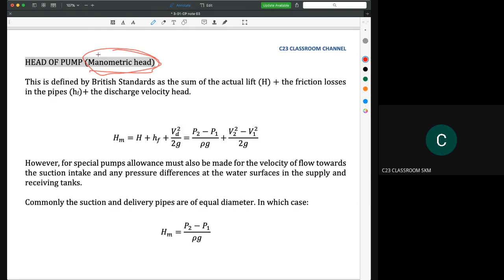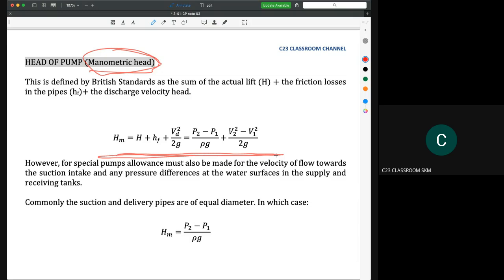This is defined by British Standard as the sum of the actual lift plus the friction losses in the pipe plus the discharge velocity head. So it can be written as this. If you see this, you will find that it actually reflects your Bernoulli equation. Okay, so it is very simple.